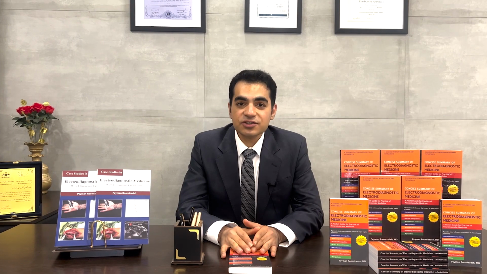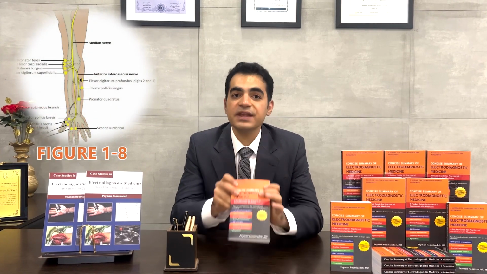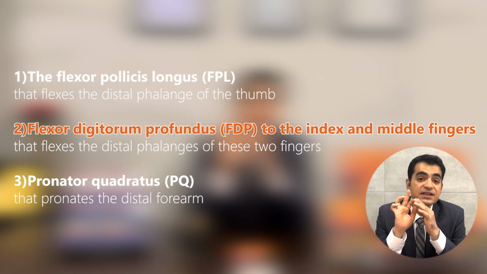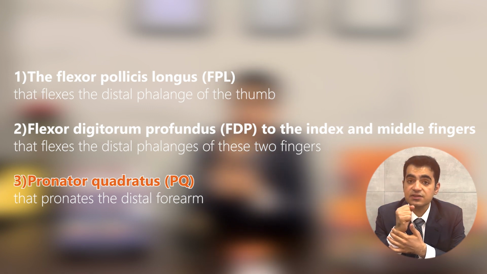The branching anatomy of the median nerve is shown in figure 1-8 of the book. The anterior interosseous nerve, or AIN, is a pure motor branch of the median nerve that innervates three muscles in the forearm. First, the flexor pollicis longus, or FPL, that flexes the distal phalanx of the thumb. Second, the flexor digitorum profundus to the index and middle finger, that flexes the distal phalanges of these two fingers. And finally, the pronator quadratus that pronates the distal forearm.